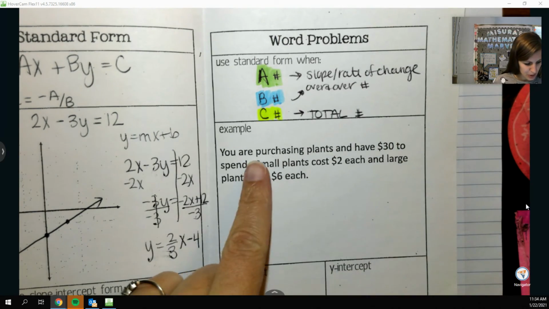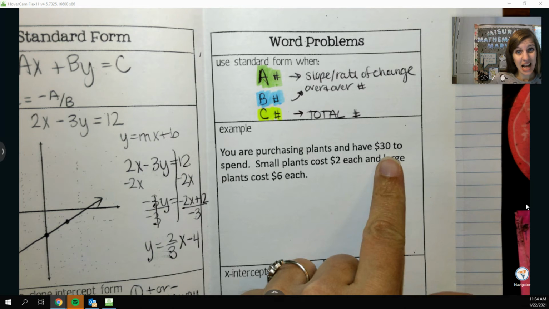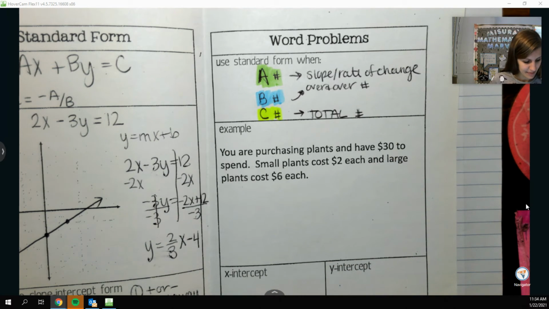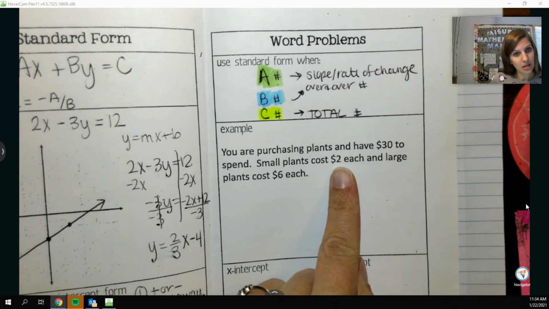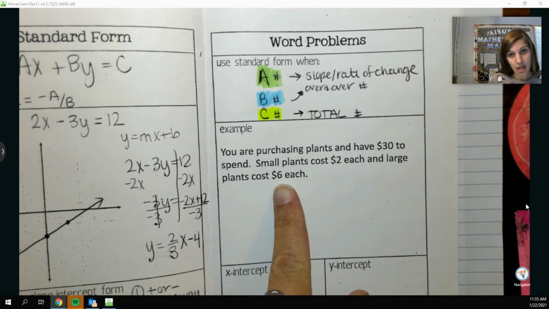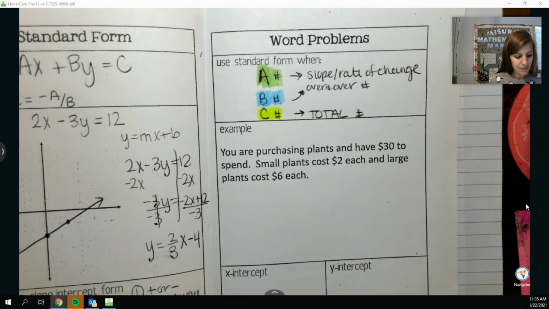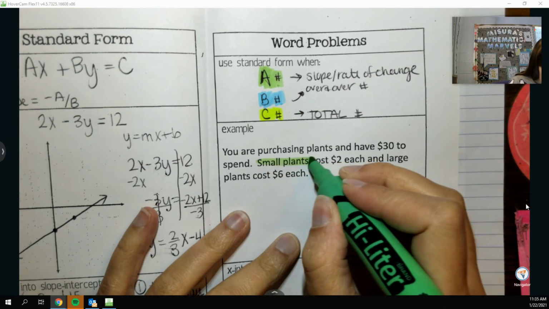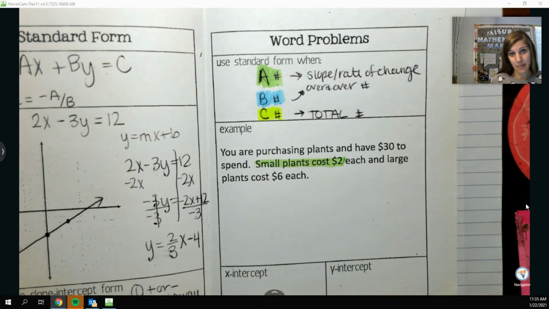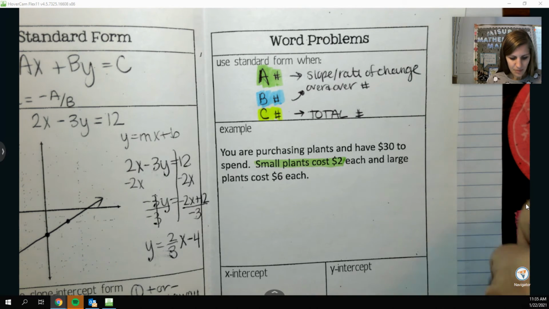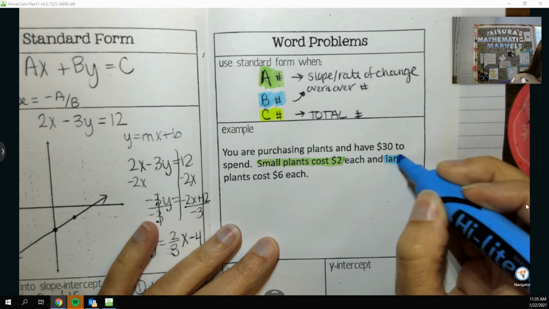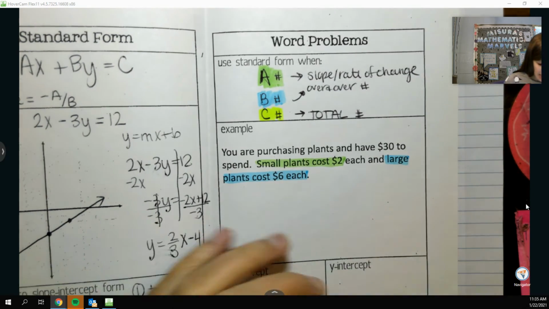So as I read through, you're purchasing plants and have $30 to spend. Small plants cost $2 each, and large plants cost $6 each. So each is a really good over and over and over number. So I could say that the small plants being $2 a piece is my A number, because I'm going to do 2 over and over and over again for small plants. But I also have another over and over and over again number, and that's for large plants. When I'm buying large plants, they cost $6 each.